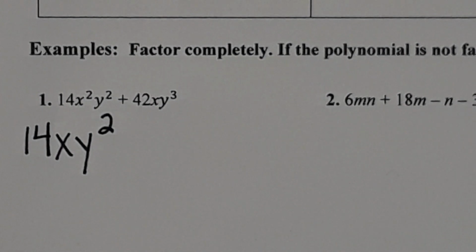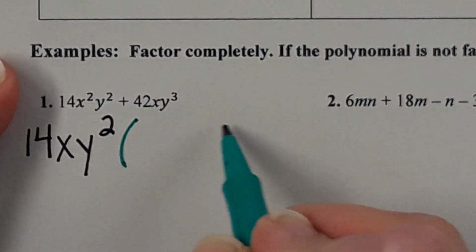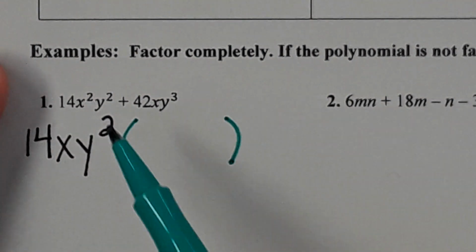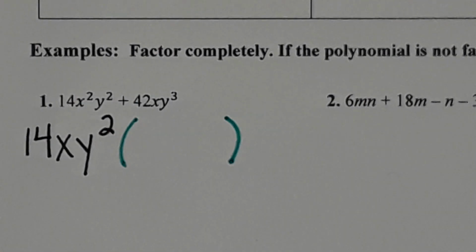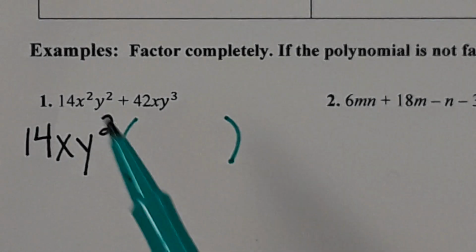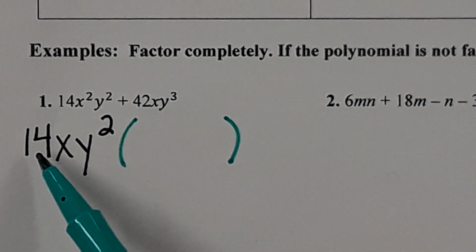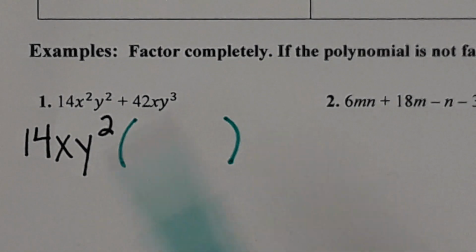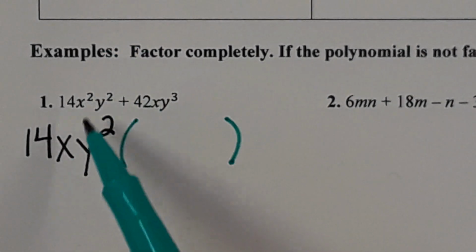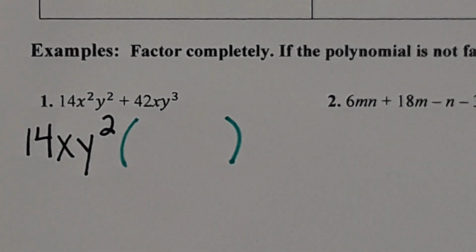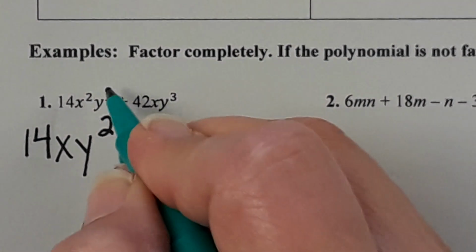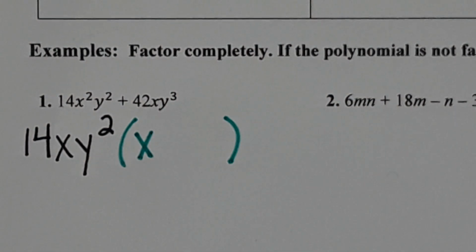Now I'm going to figure out what's left over in my parentheses. Now you don't have to put the 1, but you can. Just remember that when you're looking at a multiple choice answer, it won't have it. 14 divided by 14 is 1. Okay, x squared divided by x is x. Y squared divided by y squared is 1. So I'm left with just x.